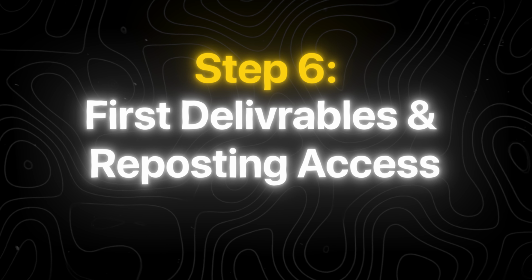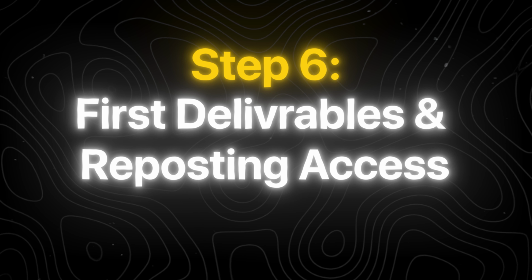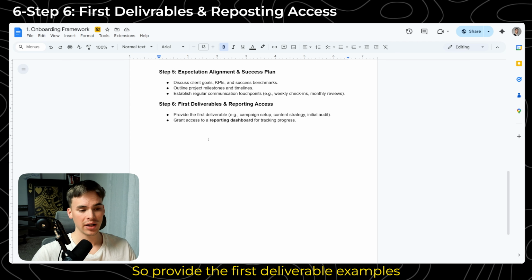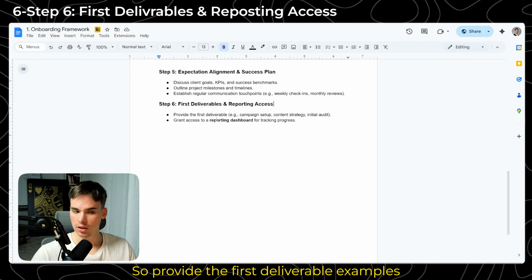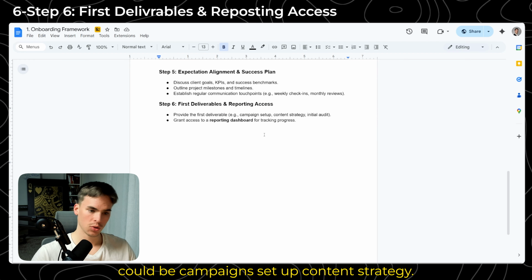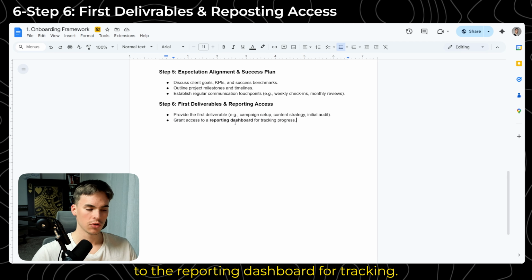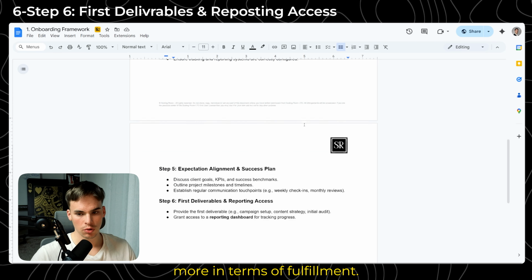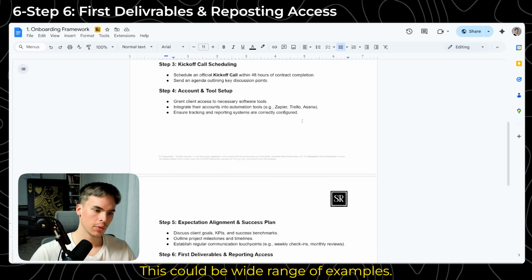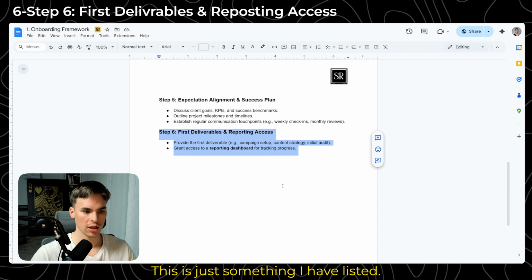Finally, step 6 is first deliverables and reporting access. So provide the first deliverable. Examples could be campaign setup, content strategy, initial audit, gain access to the reporting dashboard for tracking. This is a little bit more in terms of fulfillment. This could be a wide range of examples. This is just something I have listed.